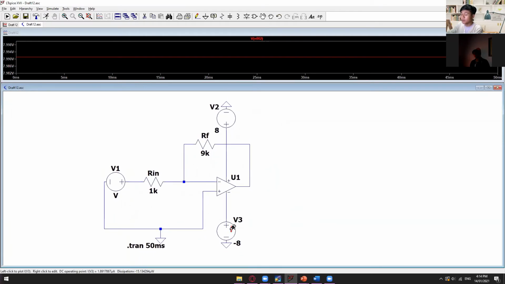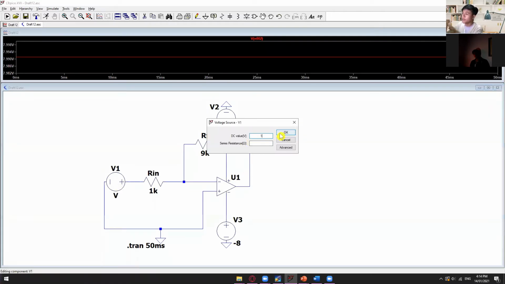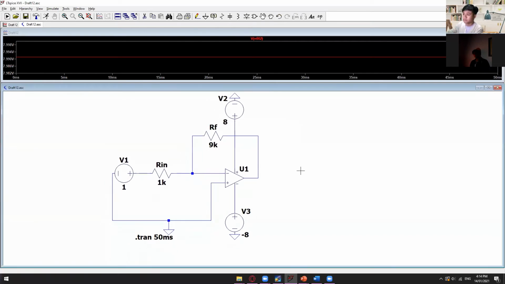We won't change anything here in the rail voltage. They're still the same, so this will be our limiter, wherein the peak-to-peak voltage is positive 8 volts to negative 8 volts. The feedback resistance is still the same, and our Rin also has the same value, which is 1k. And for V1, still 1 volt.